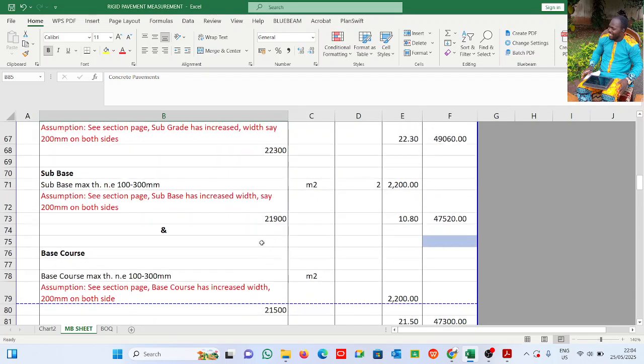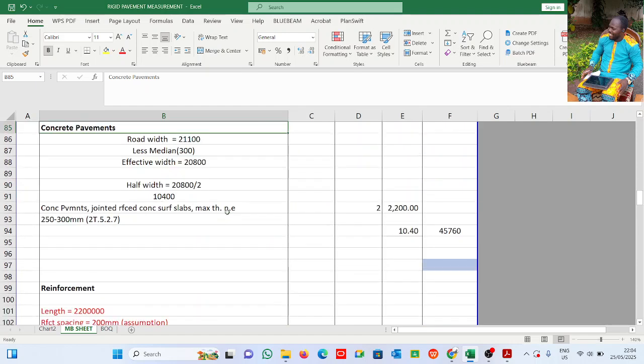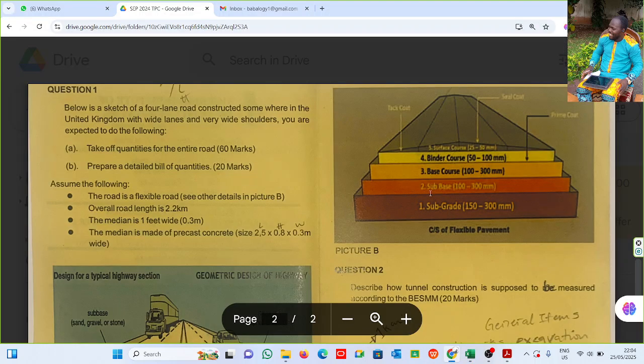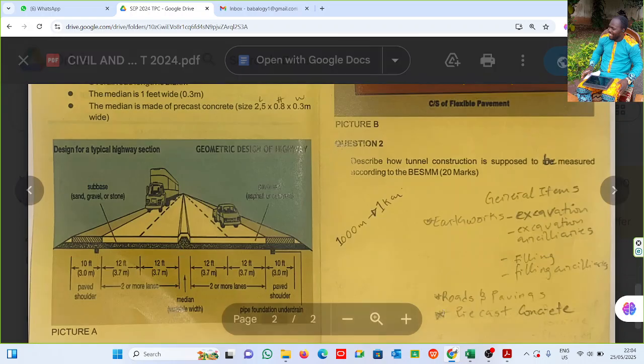Everything here is as per what we have done in our previous video on flexible pavement. For the concrete pavement, we'll just treat it straight away. We know the road width to be 21,100 and the median is 300. This is the road width, and this is the median.